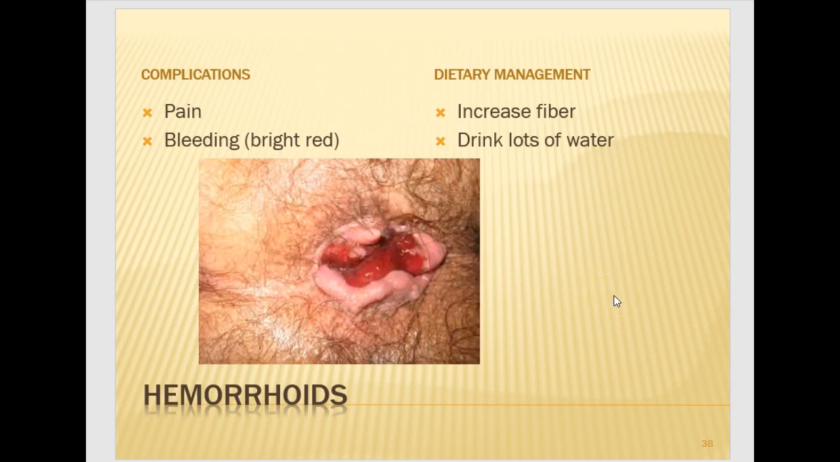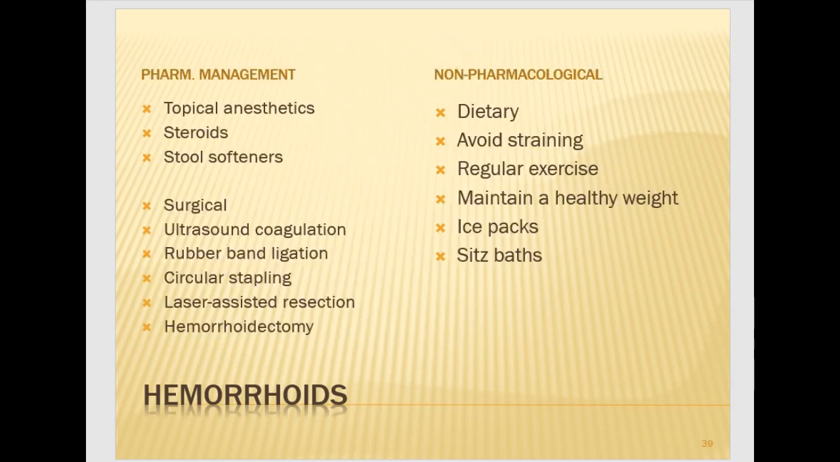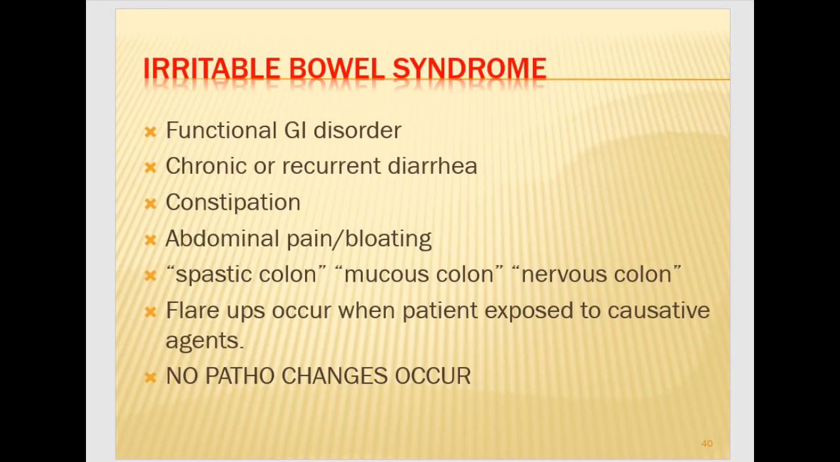For our dietary management, as I spoke of earlier, we want to make sure of water. Why? We want to keep that patient hydrated. And what else are we trying to do? We're trying to increase fiber in the patient's diet. So for management, here's some pharmacological management, and here's non-pharmacological management. Look at those, okay? Irritable bowel syndrome: a functional GI disorder, chronic, or is it recurrent? It can be either or.